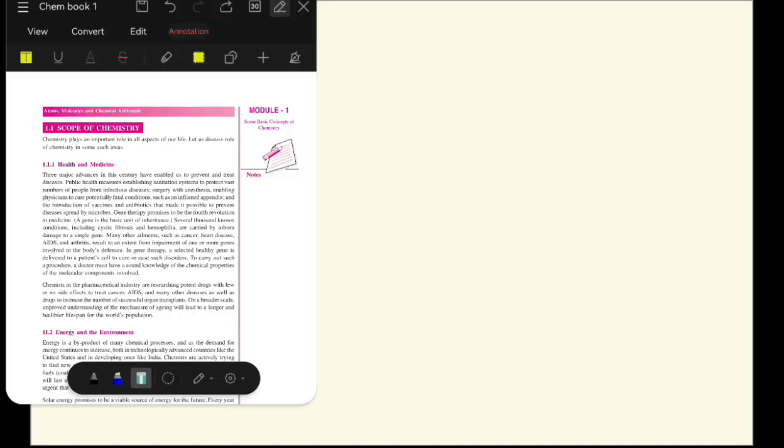Hey students, today we are going to be covering chemistry chapter number 1, atoms, molecules and chemical arithmetic. Today we are going to be covering the topic 1.1, scope of chemistry.